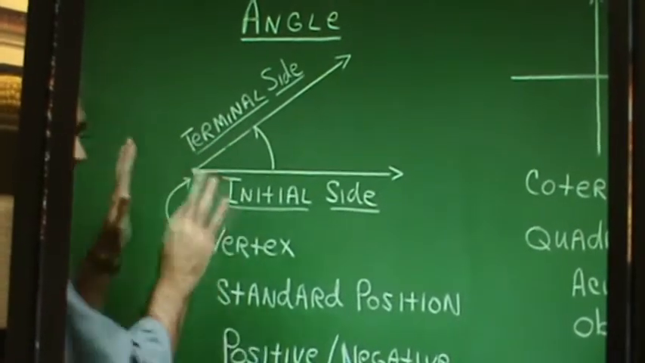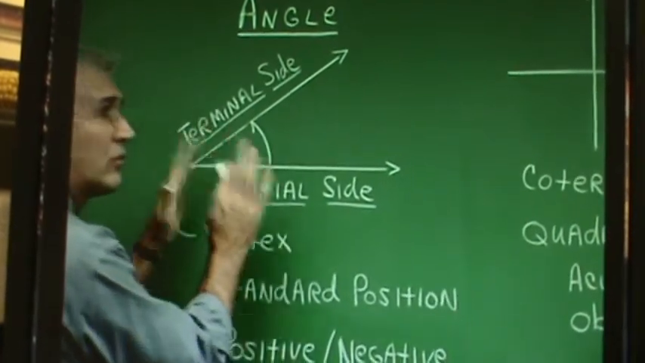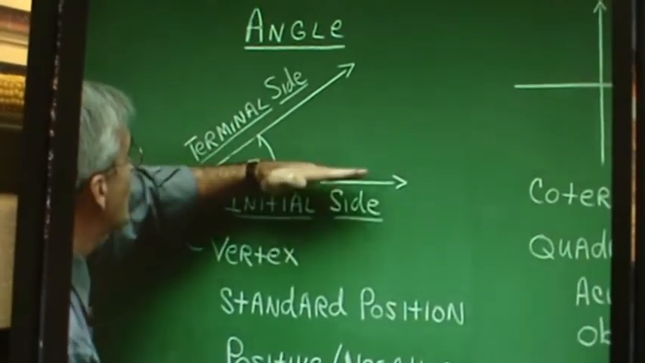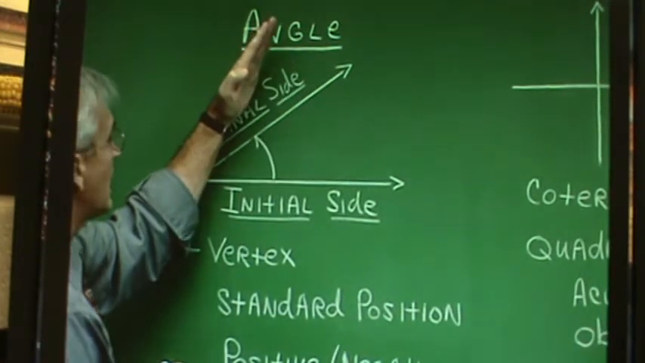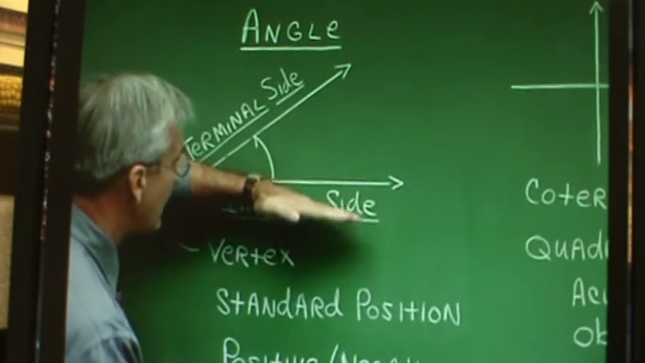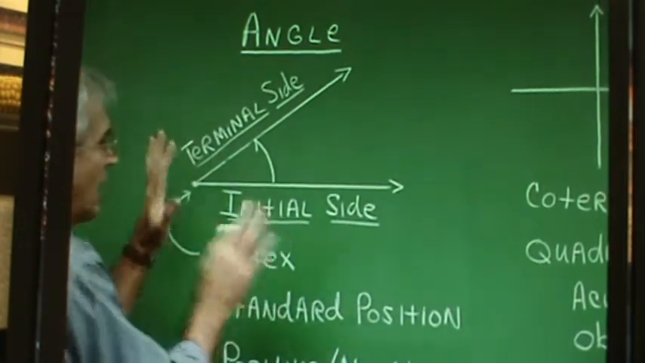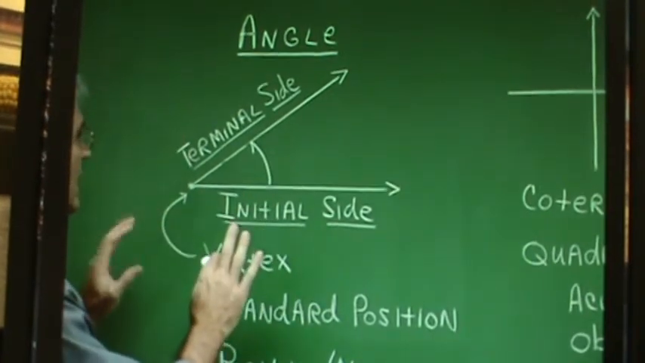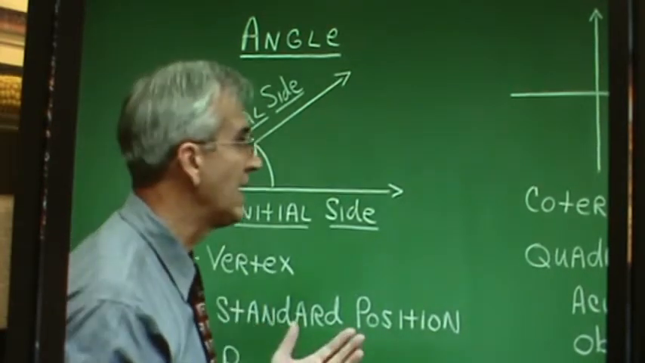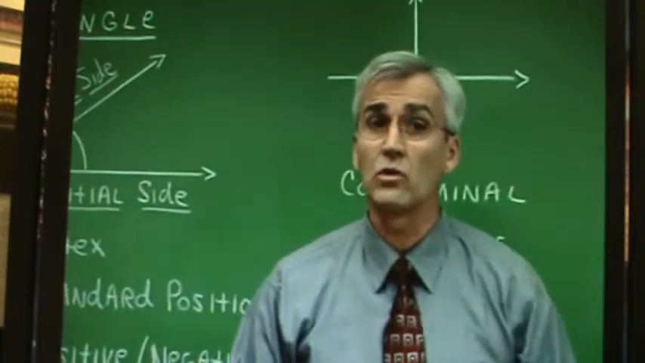And we say that there's a positiveness and negativeness associated with generating this terminal side in this direction or this direction. When we generate the terminal side by moving in this direction, however far, it's a positive measured angle. And if we generate that terminal side in this direction, it's a negative angle. And when we talk about positive and negative angles in this way, then we could have a couple of angles that have exactly the same terminal side. And angles that have the same terminal side are said to be coterminal.